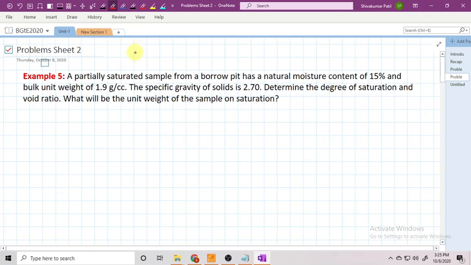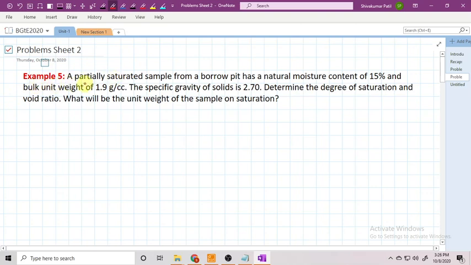Okay, so in the last class also I have solved around 4 problems based on the phase relations. Time and again I'm stressing this point that you should be very thorough with all the basic definitions and also derivations, also the formulas. All the phase relation formulas you should be very thorough. Then only you can solve these problems. So let me start today's problem.